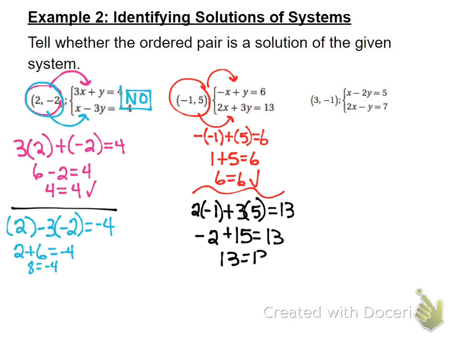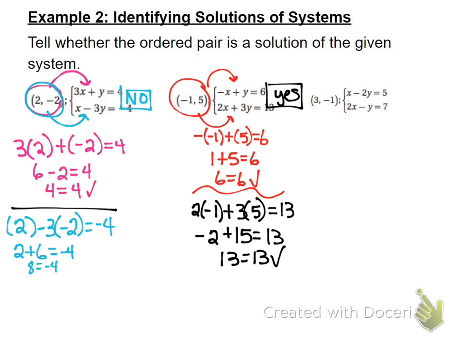So does this work out? Yeah. So this ordered pair is actually a solution for the given set. So we're going to put a yes and box it. What I'm going to be looking for on your homework and on your quizzes and on your tests is that you're actually going through, substituting, and then simplifying each side, and then showing that they're either equal or not equal, and then telling me if they're a solution or not. Okay?